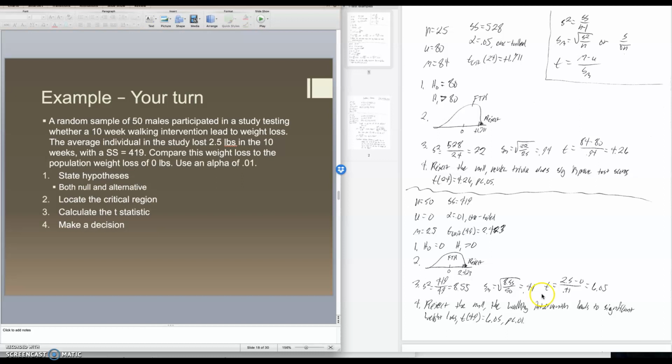And then our t-test is 2.5 minus 0 over 0.41 to give us 6.05. Again, that is beyond 2.423. So we reject the null and say the walking intervention leads to significant weight loss, t(49) = 6.05, p < 0.01. Okay. Those are just two quick examples to take us through the t-test.